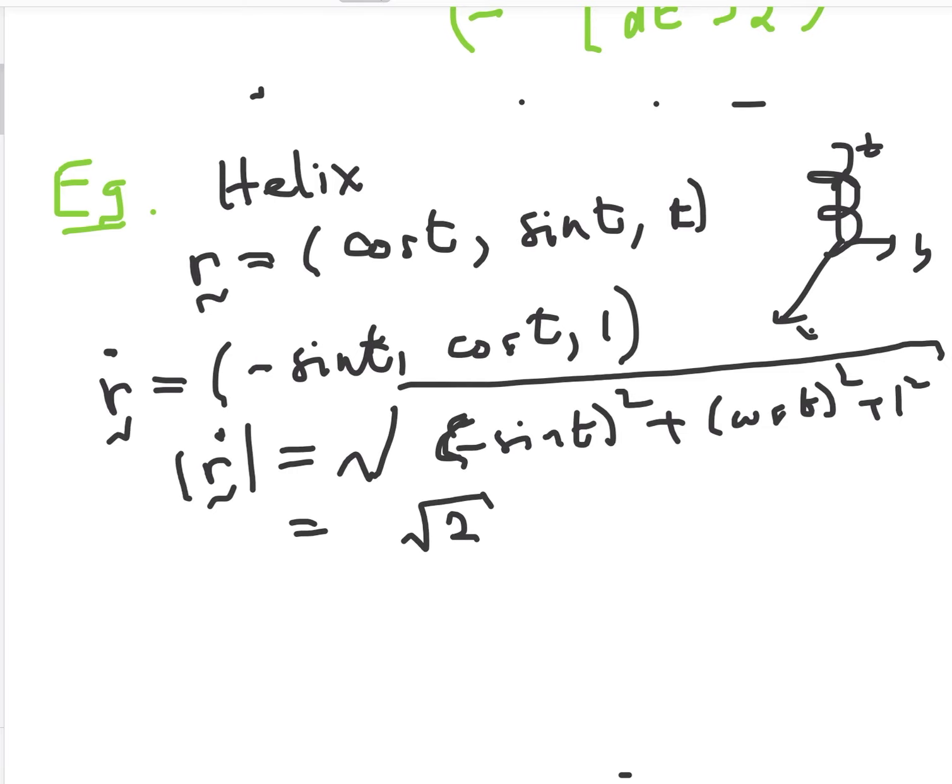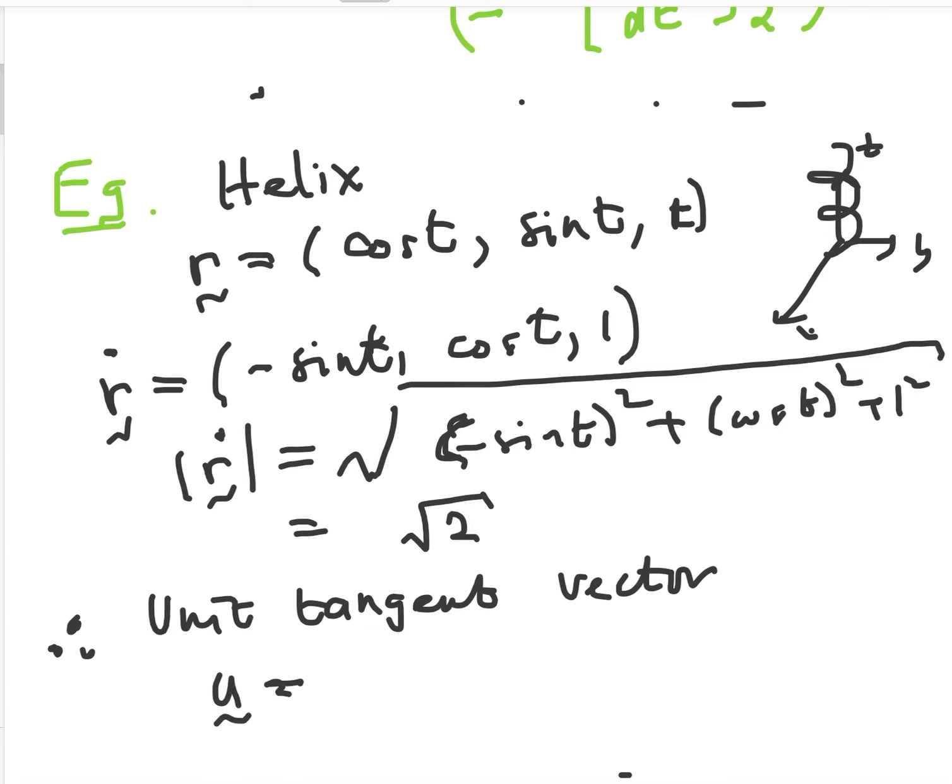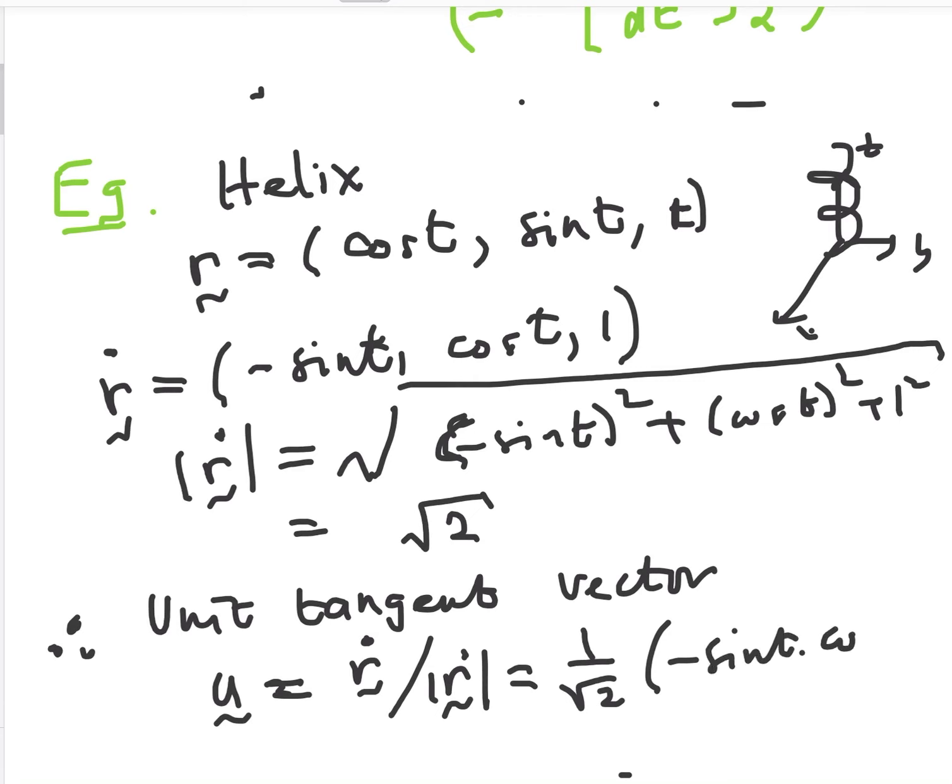Just for interest's sake, the unit tangent vector, which is what we call vector u, is actually vector r dot divided by the magnitude of vector r dot. The magnitude of vector r dot is just root 2, so this is 1 over the square root of 2 times minus sine t, cos t, 1, like so.